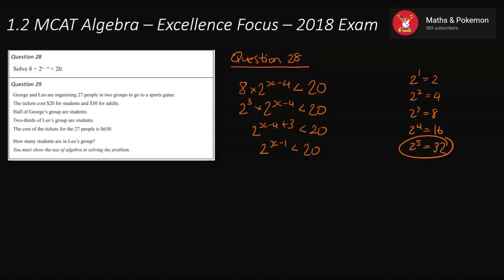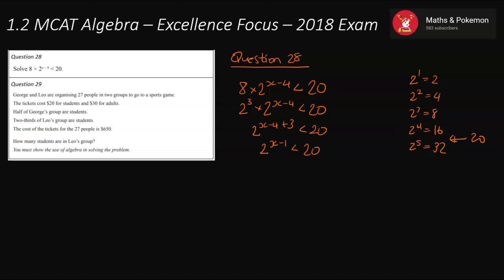And the reason I stop here is I've got a number more than 20, which is the number we've got here. So that means our 20 would sit somewhere in between 16 and 32. The only issue you have here is you need to think about which of these do you use? Are you going to use 2 to the power of 4? Or are you going to use 2 to the power of 5?